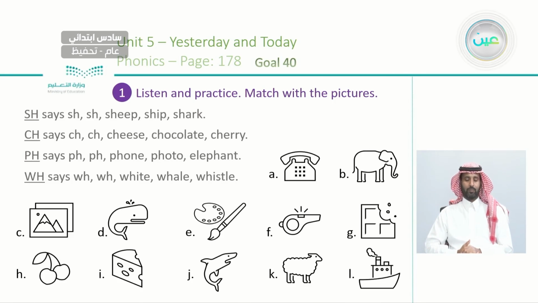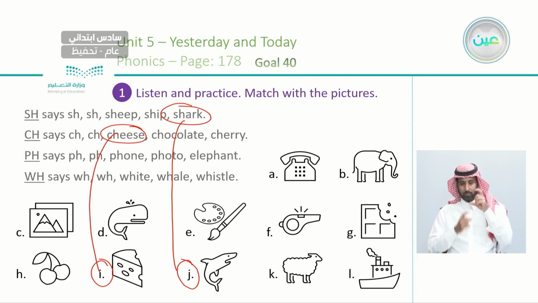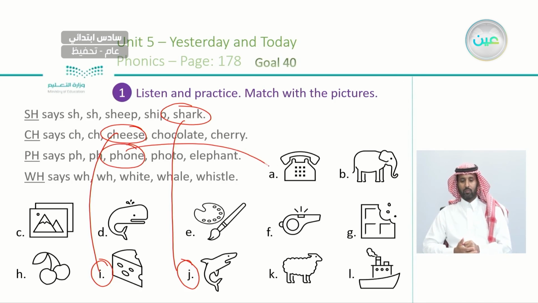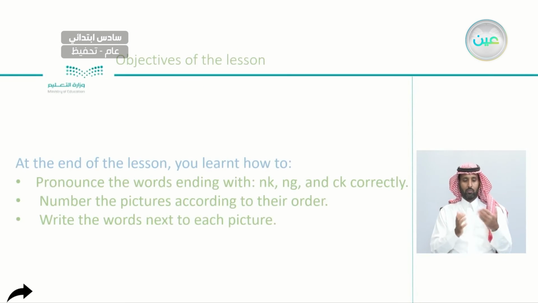Okay, after that you can match them with the pictures. So you can, for example, take shark and match it here. Okay, what about cheese? What is cheese here? Yes, this is cheese. Okay, so you can match it with I. What about phone? What is phone? Yes, A here. What about whale? What is whale here? The bigger animal? Yes, this is a whale. So you can match the picture with the words. Okay, so these are our objectives today.